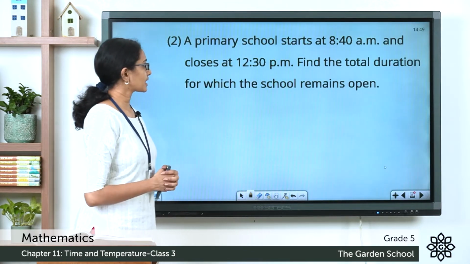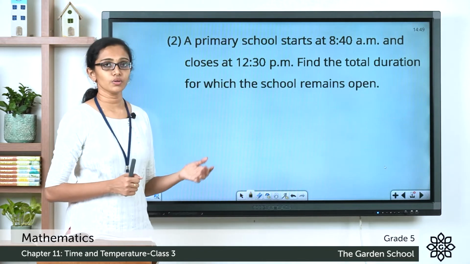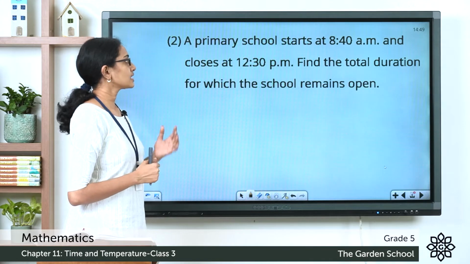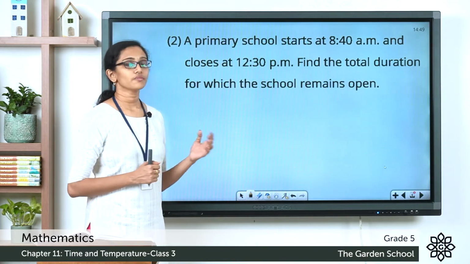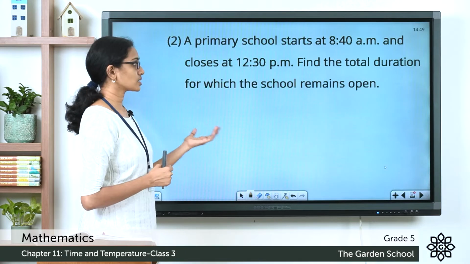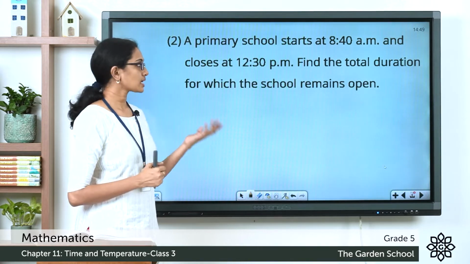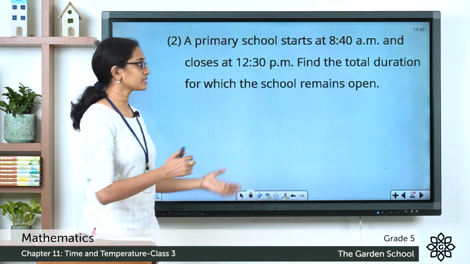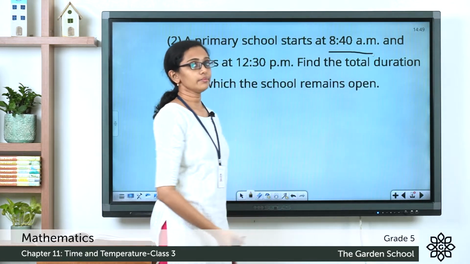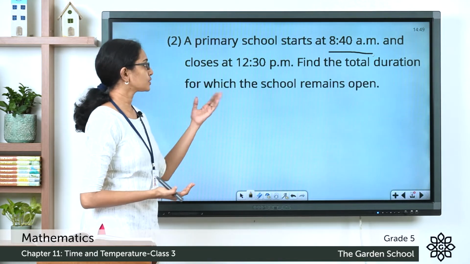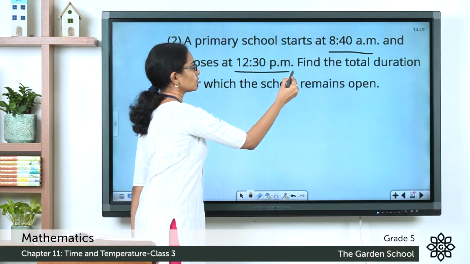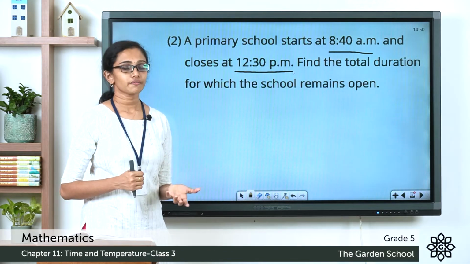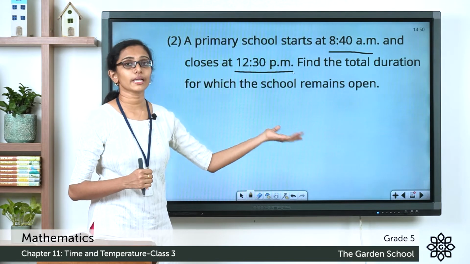Now we'll see the next example. A primary school starts at 8:40 a.m. and closes at 12:30 p.m. Find the total duration for which the school remains open. So what is asked in the question? The time the school starts is given. So the starting time is given as 8:40 a.m. and the school disperses at 12:30 in the afternoon. So the finishing time is given as 12:30 p.m. So we have to find out for how long the school remains open.